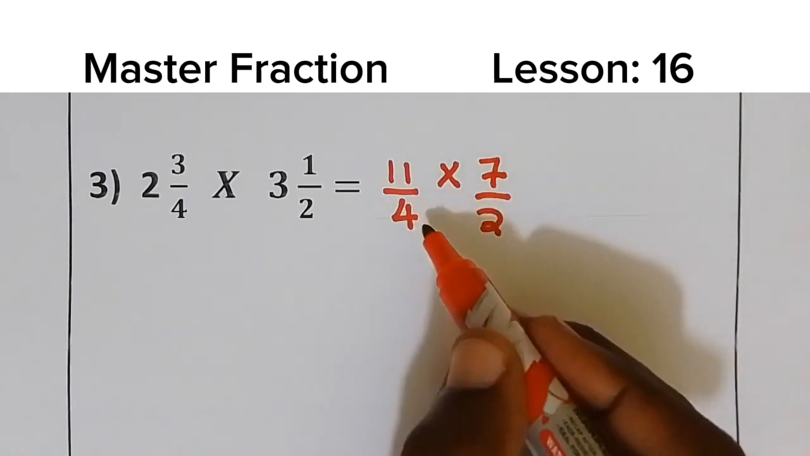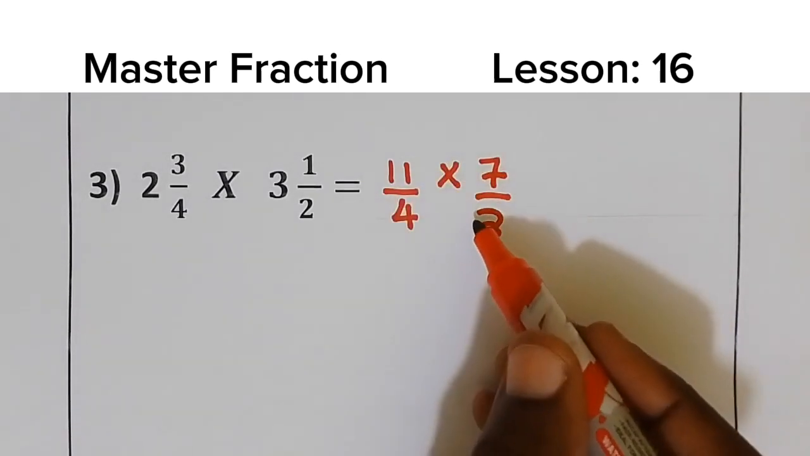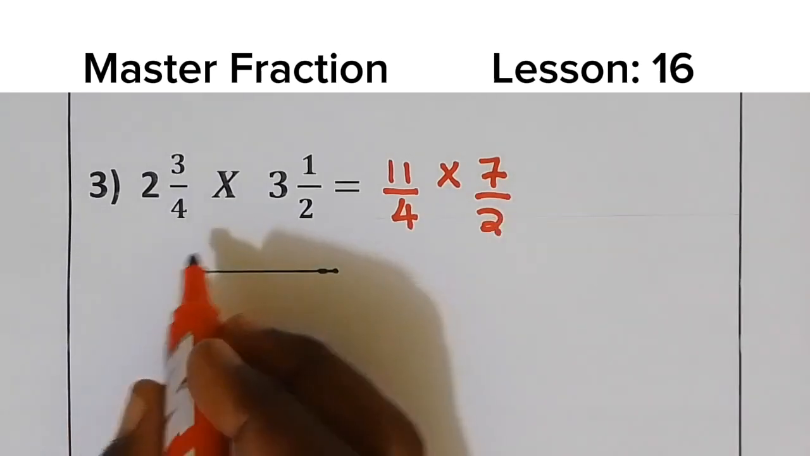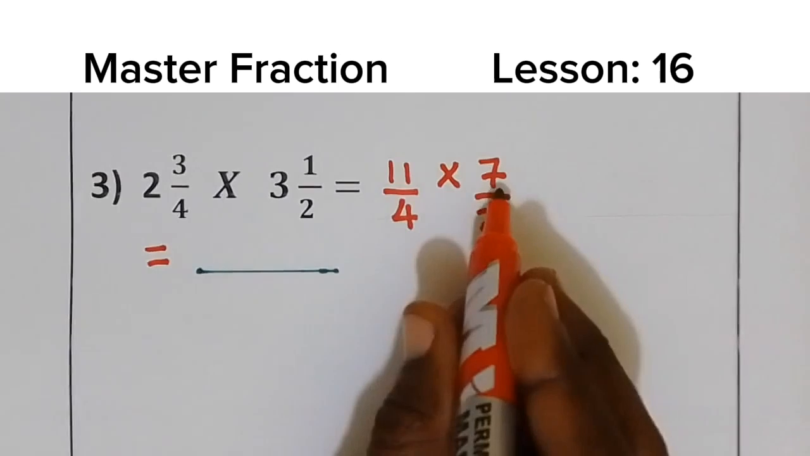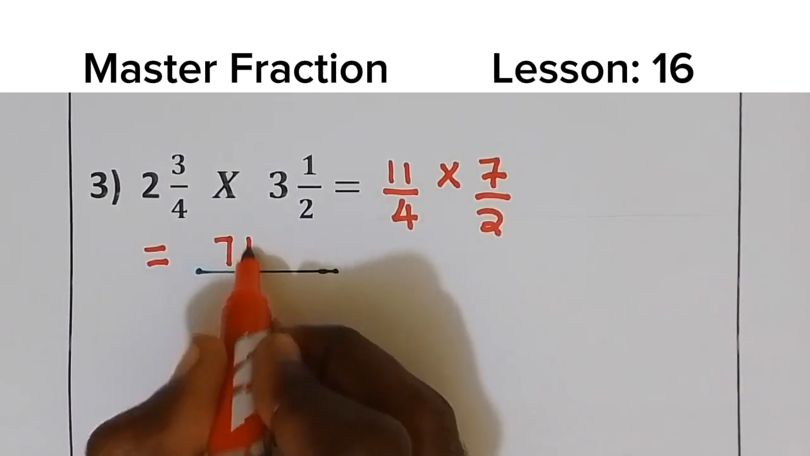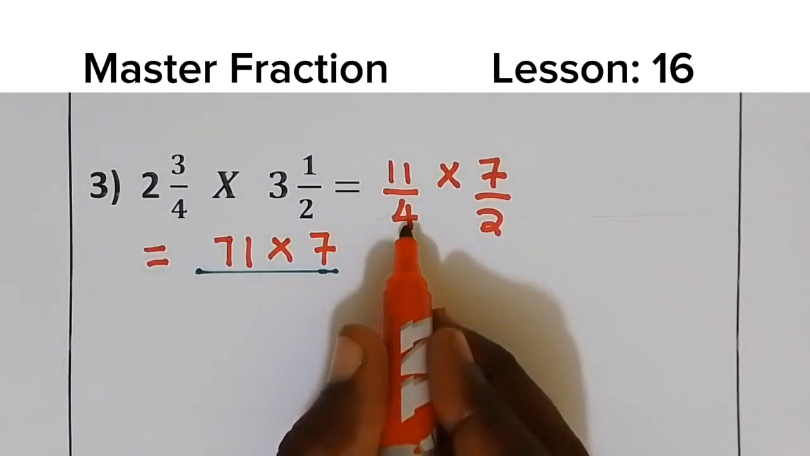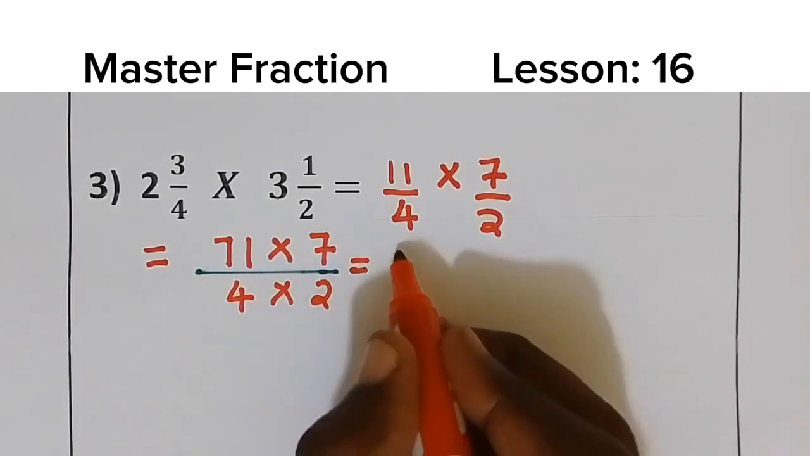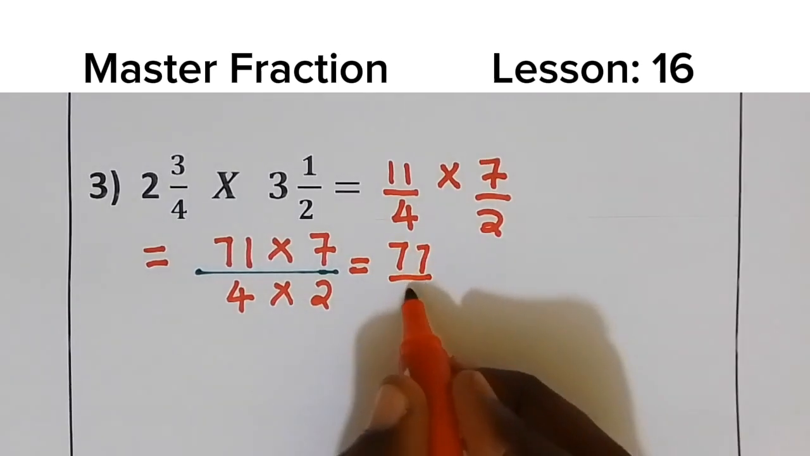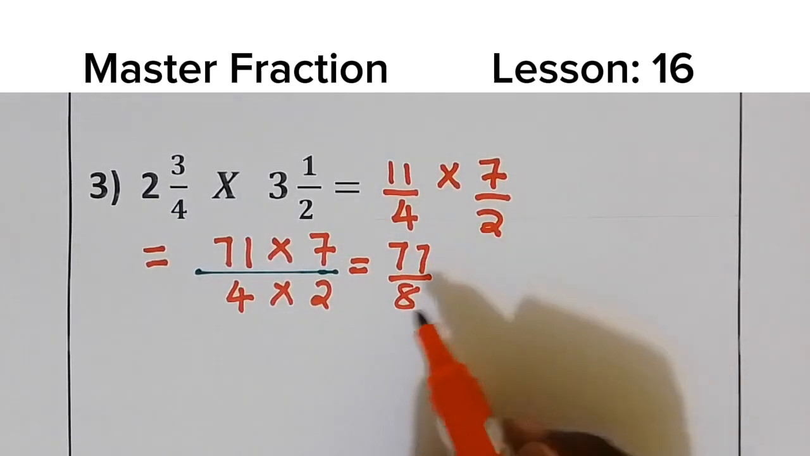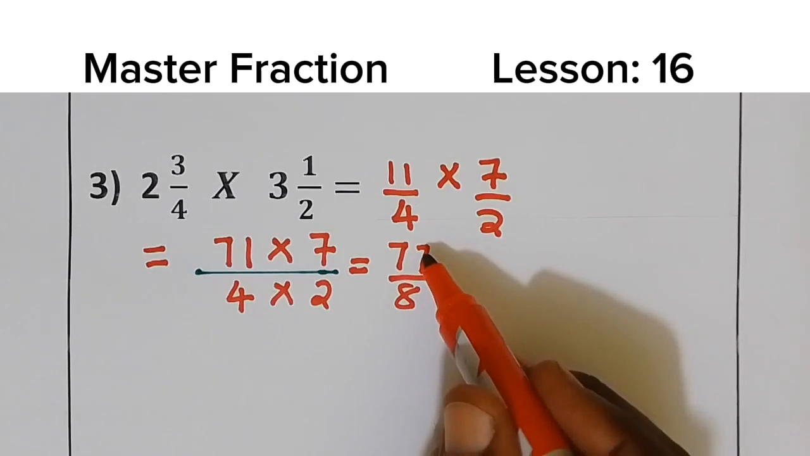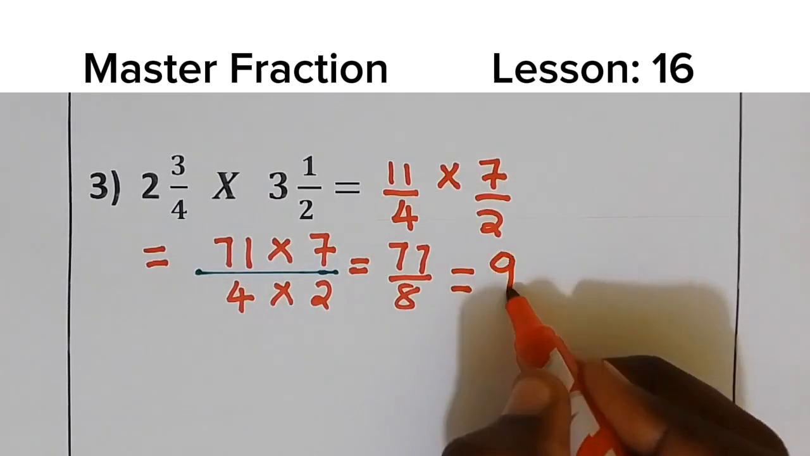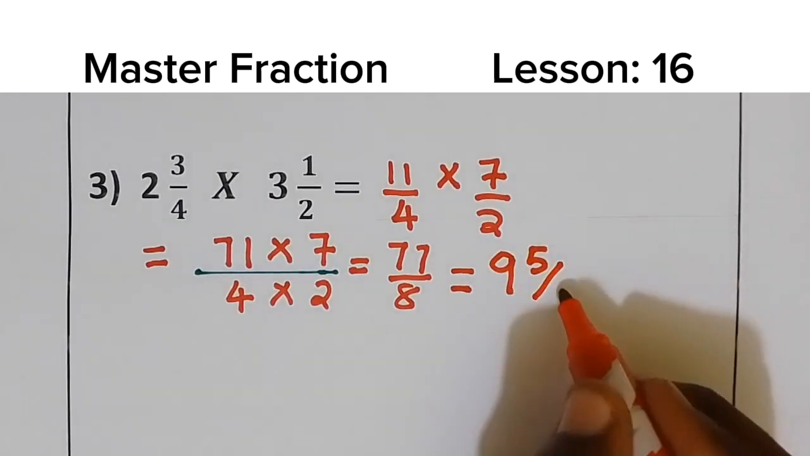Let's check if we can simplify. There is no place we can simplify, so directly we are going to multiply the numerator by numerator and denominator by denominator. This is equal to 11 multiplied by 7 over 4 multiplied by 2, which is equal to 77 over 8. 77 over 8 is an improper fraction. We need to change it into a mixed number. That is going to be 9, remain 5 over 8.